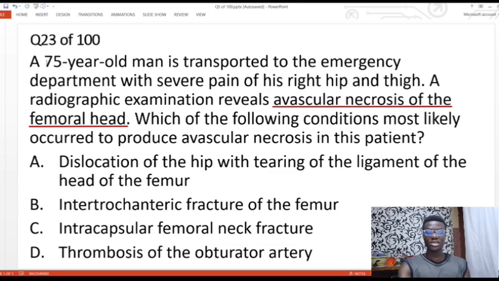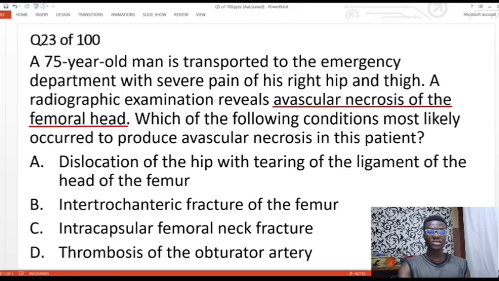The question says a 75-year-old man is transported to the emergency department with severe pain of his right hip and thigh. Radiographic examination reveals avascular necrosis of the femoral head. Which of the following conditions will most likely have occurred to produce avascular necrosis in this patient?